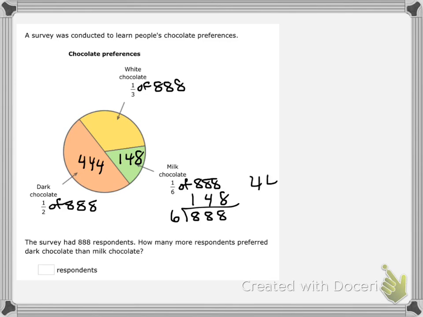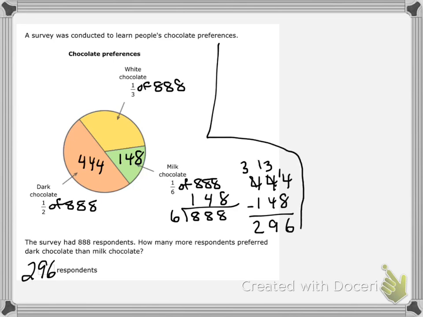The last step would be to subtract 444 and 148. So we end up with 296. More students like dark chocolate compared to the milk chocolate. I am going to show one more strategy here. So I'll just draw a line here. And if we find the difference between a half and 1/6, and then take that fraction of 888, that would also give us 296. So let's just go through this quick.